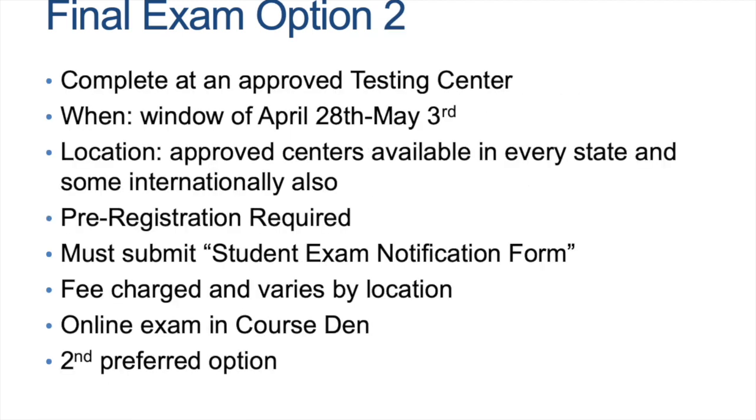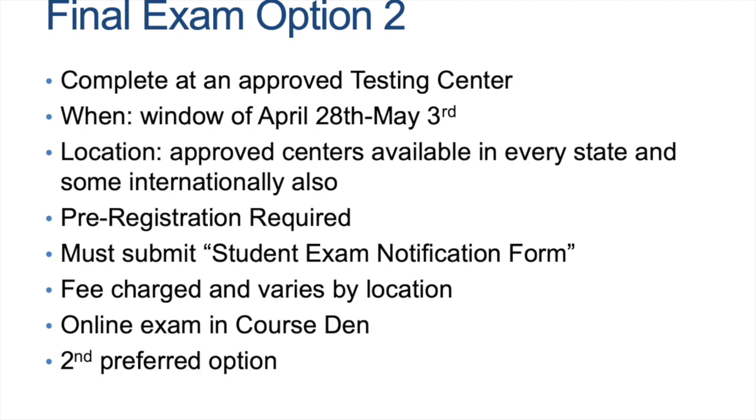Second option, complete an approved testing center. For now, I'm listing this window of availability of April 28th through May 3rd. It may change slightly once I hear back from our testing coordinators here in Carrollton and Newnan, but that's the window for now, okay? There's an approved listing by state at the UWG online website, so you can go search your location. We have centers in every state, and we have some internationally, so you can find a center near you. You do have to pre-register.